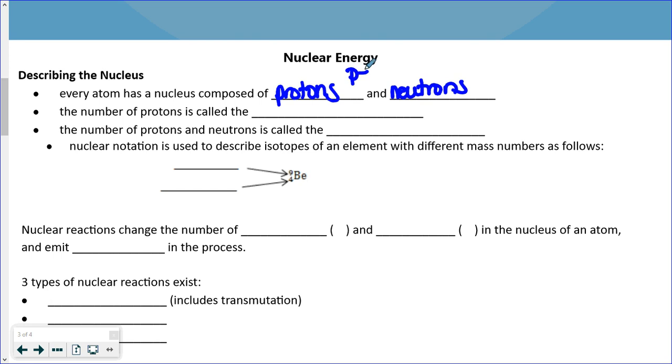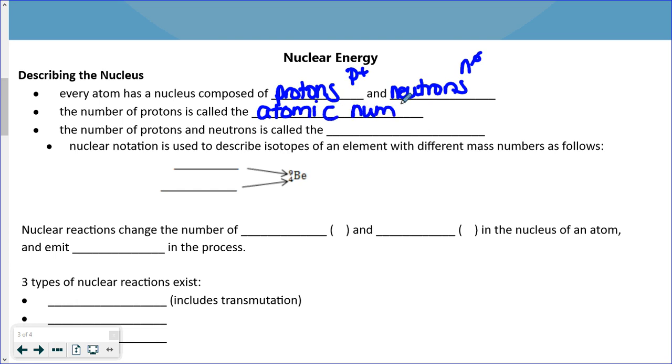Usually I'll write it as P with a little plus because it has a positive charge, and N with a 0 with a slash through because neutrons are neutral, they have no charge. The number of protons is actually the same as the atomic number.